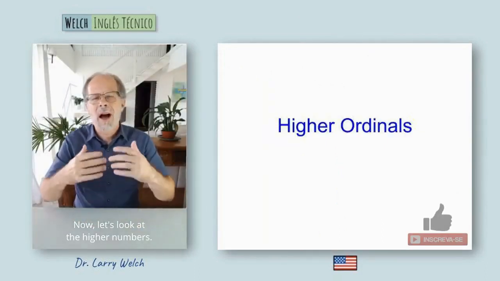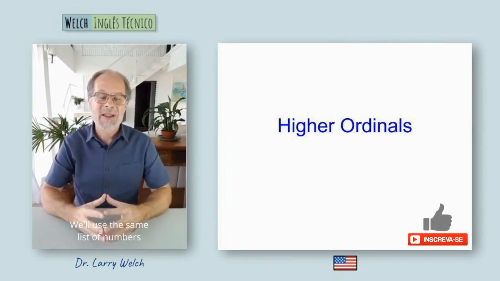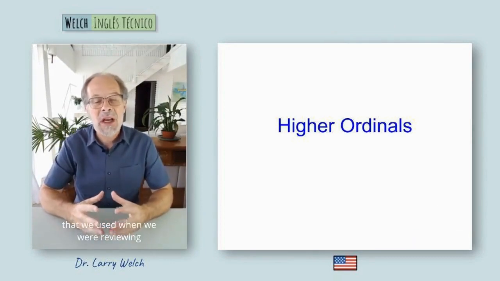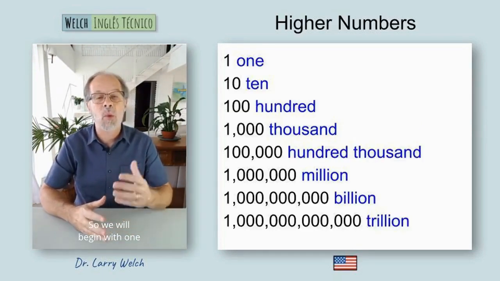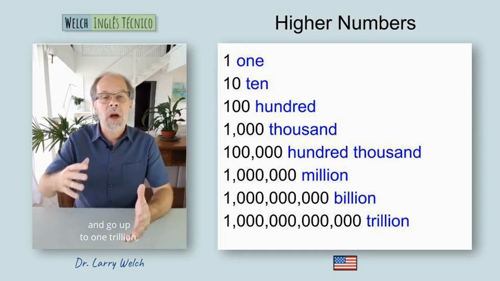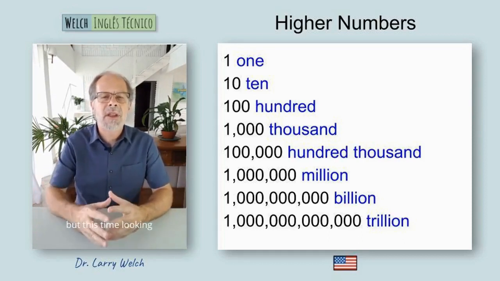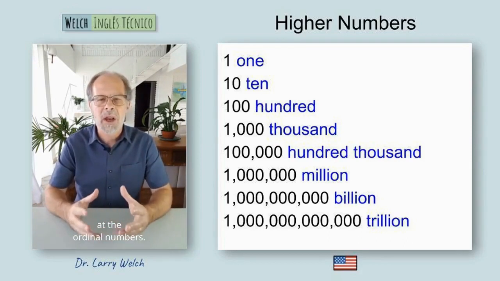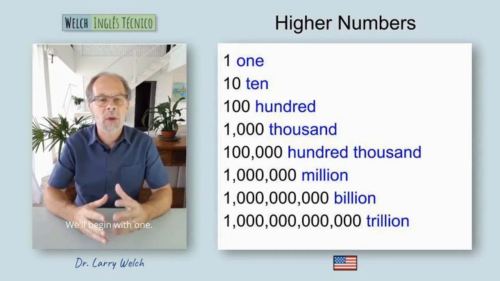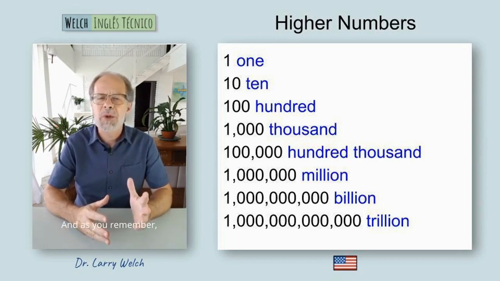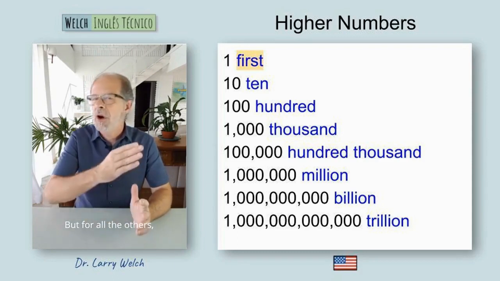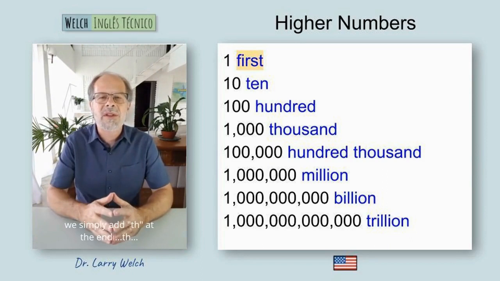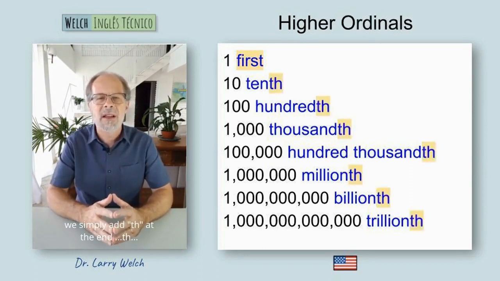Now let's look at the higher numbers. We'll use the same list of numbers that we used when we were reviewing how to count. So we will begin with 1 and go up to 1 trillion, but this time looking at the ordinal numbers. We'll begin with 1, and as you remember, its ordinal is first. But for all the others, we simply add th at the end to make the ordinal. So let's go.